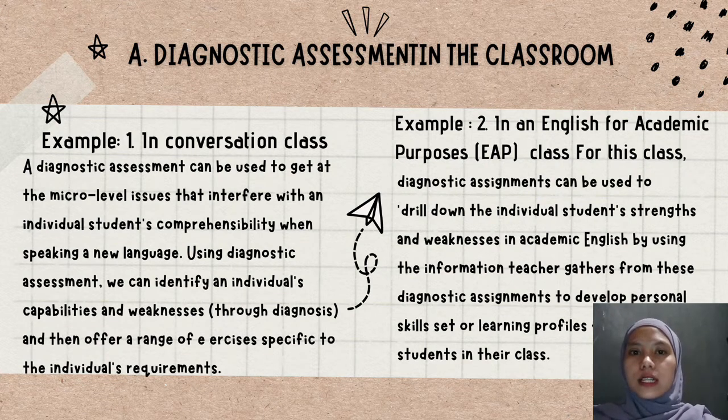In this class, diagnostic assessment can be used to drill down to the individual student's strengths and weaknesses in academic English by using the information the teacher gathers from the diagnostic. It can be used to explore each student's strengths and weaknesses in academic English by using information the teacher collects from several assignments and questions to measure each student's level of understanding, skills, strengths, and weaknesses in academic English.